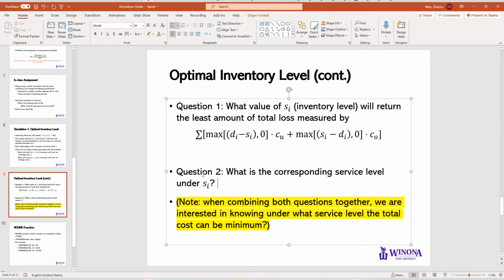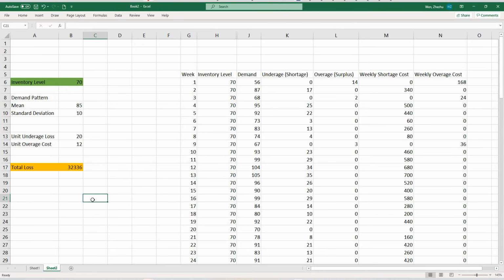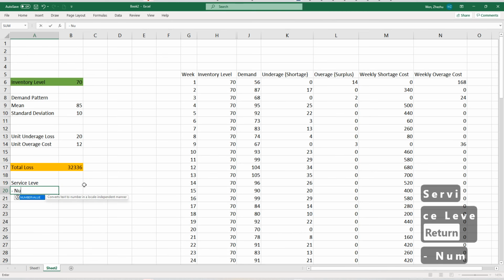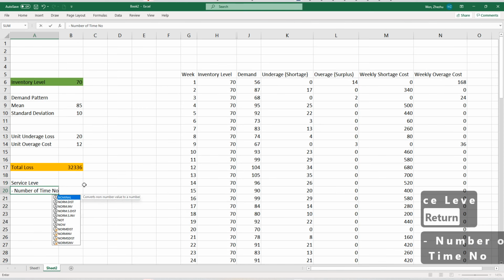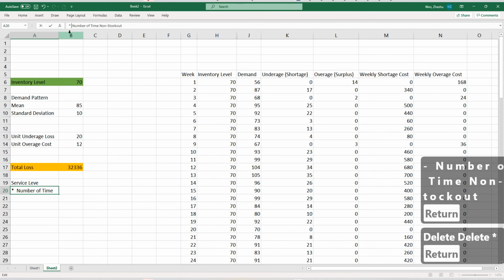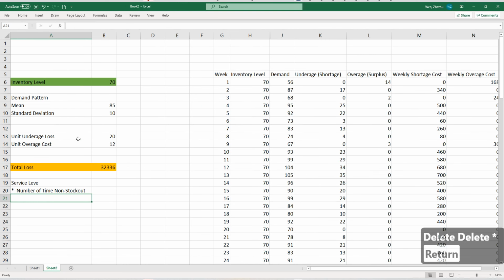The second question: what is the corresponding service level in this case? And we learned the idea of service level in the first video. To measure the service level, the definition is the number of times of non-stockout. So you need to get this number. The service level is defined as the frequency of non-stockout, right?